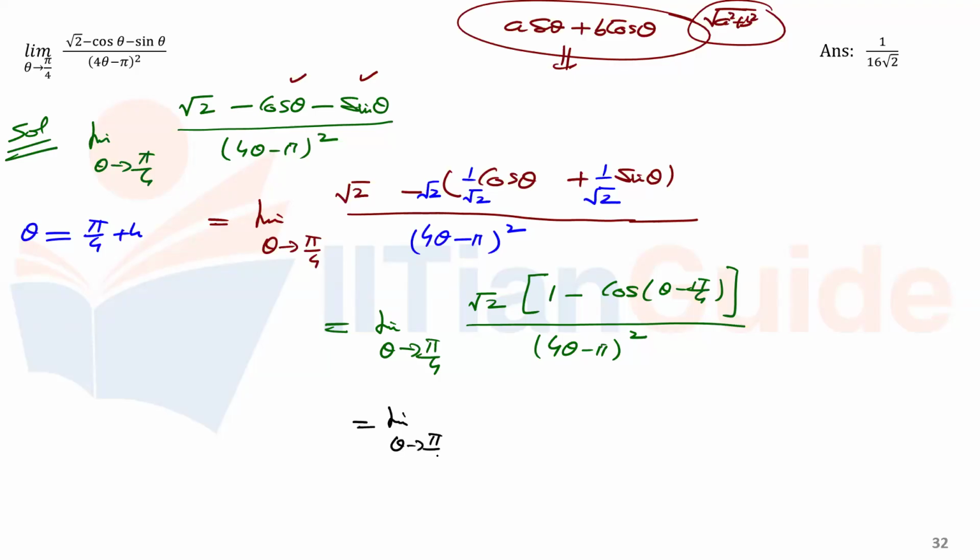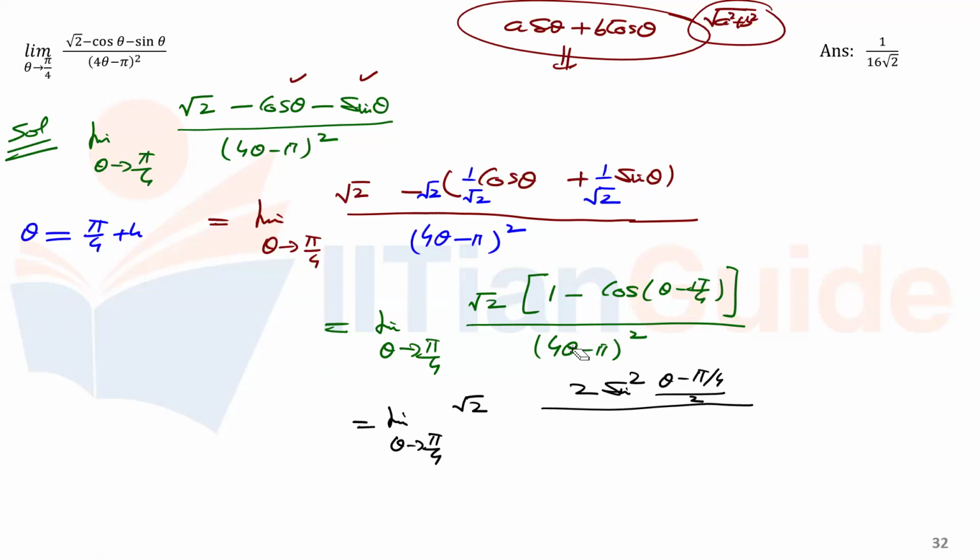Theta tending to pi by 4, root 2 is there, इसको बाहर लिखिए. I will use the half angle formula, so I will get 2 sin square theta minus pi by 4 whole divided by 2. ठीक है. अब एक परेशानी आ रही है, in the denominator I have 4 theta minus pi. ठीक है, तो 4 कॉमन ले लेंगे तो theta minus pi by 4 आ जाएगा.